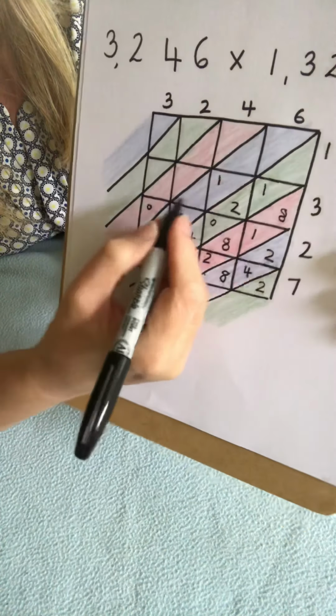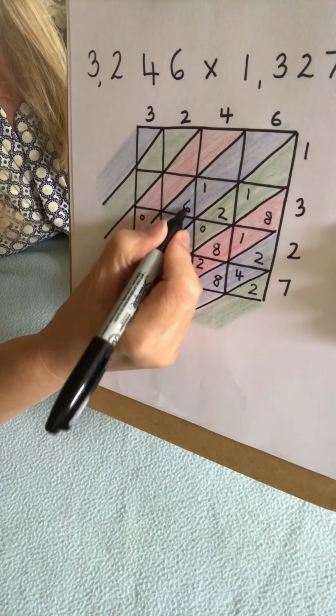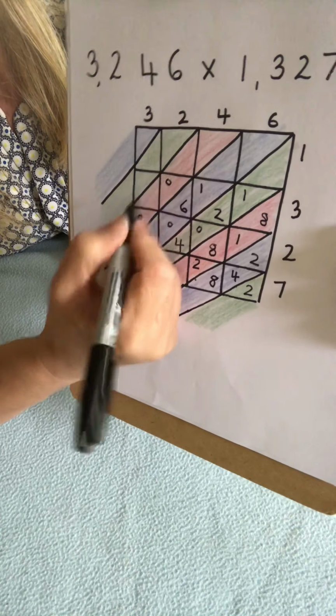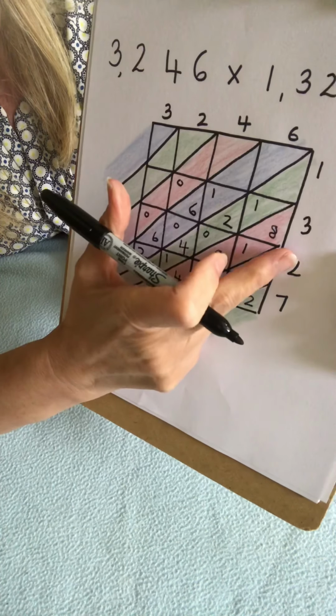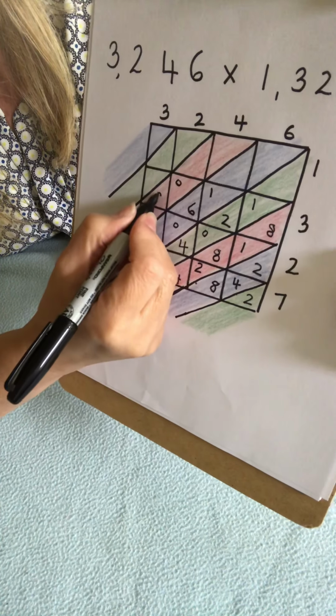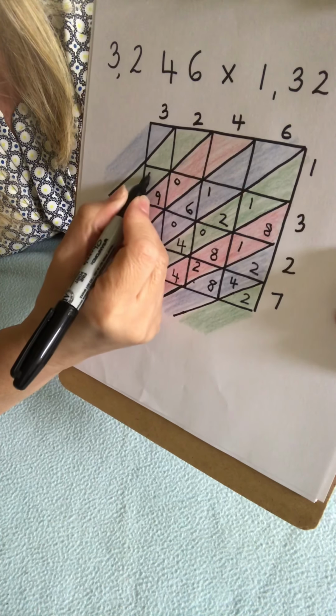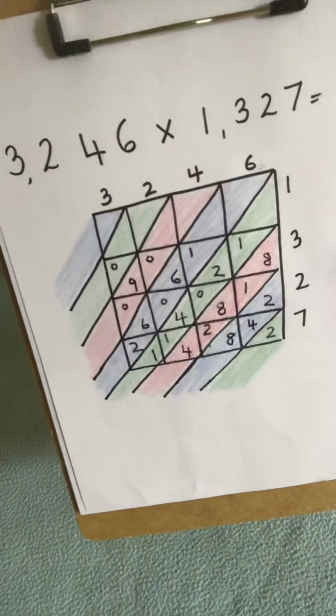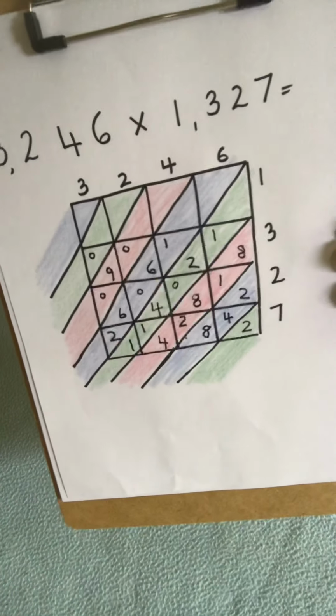3 times 2 is 6. Put down your 6. You don't have to carry over anything. If you want to write 0, go ahead. 3 times 3 is 9. Again, no carryover. So either leave it blank or put your 0. We're done with our third partial product.